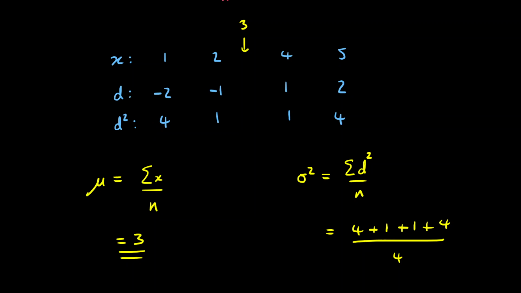Okay, so mean is a measure of central tendency. It's a measure of where the middle is. And the variance, this thing, which is the mean of the distances squared, is a measure of the spread of the data. In other words, how far the data is spread out from that central value in the middle.